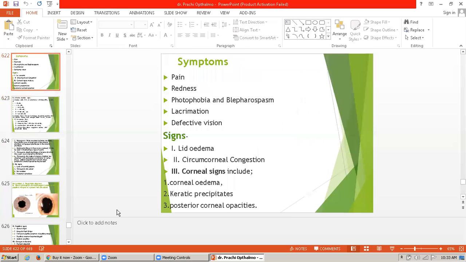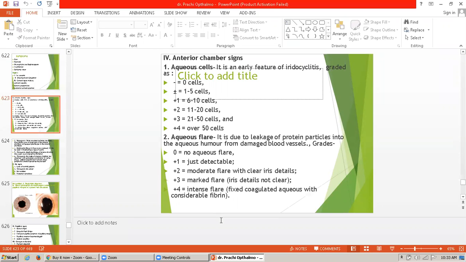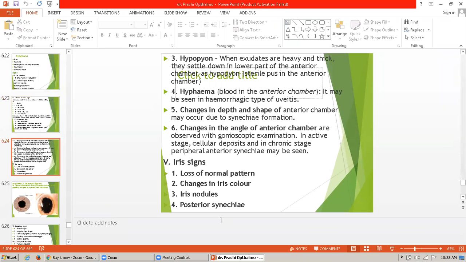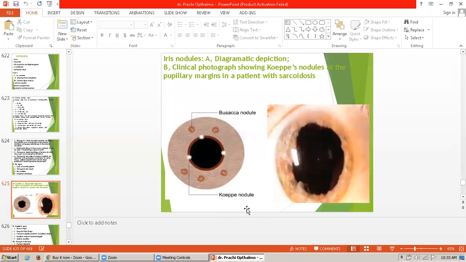So, in the signs and symptoms of uveitis, firstly there is pain, redness, photophobia, blepharospasm, lacrimation and defective vision, and then lid edema, circumcorneal congestion, and in corneal signs there is corneal edema, keratic precipitates, posterior corneal opacities. Anterior chamber signs are aqueous cells and aqueous flare, hypopyon, hyphema, changes in the depth and shape of the anterior chamber, changes in the angle of the anterior chamber, and iris signs, that is loss of normal pattern, changes in iris color, iris nodules and posterior synechiae.